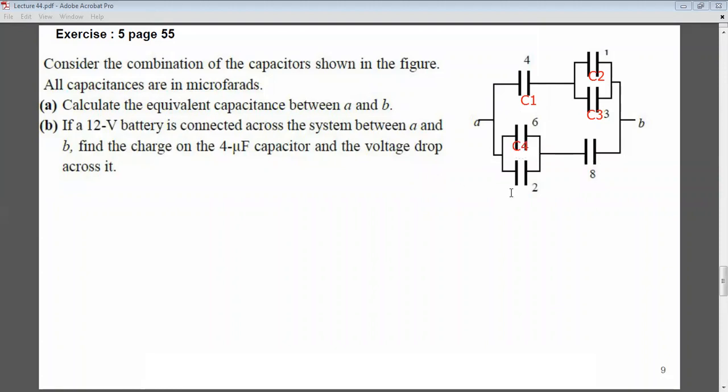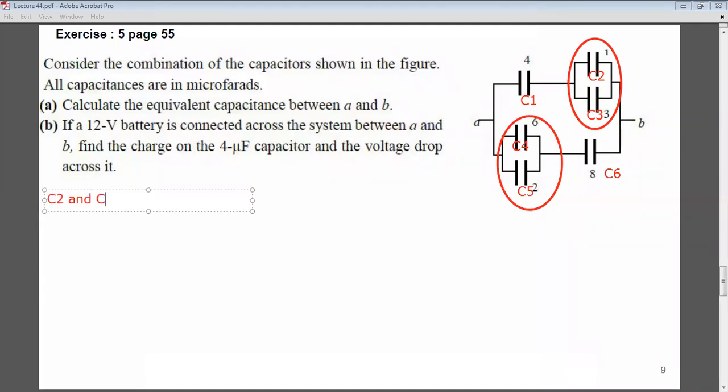This is C5, and this is C6. Okay. Now, what do we observe directly? We observe that C2 and C3 are in parallel. C4 and C5 are in parallel. So I start.